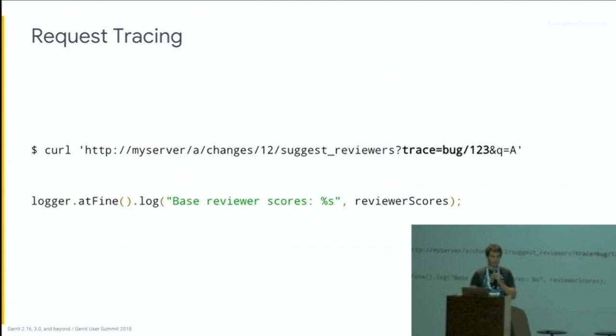But there's this really handy feature that you can just pass a single request parameter, trace, and you give it the bug number. This is just any string you want. And this is a string that will show up in your logs. When processing a request with tracing enabled, it will automatically enable the maximum level of debug logging just for that request. So there's a single request that shows up in your log.